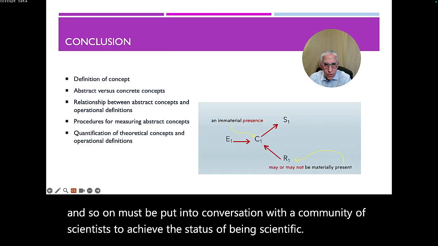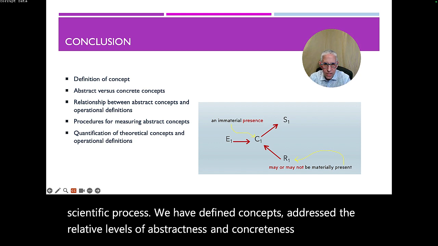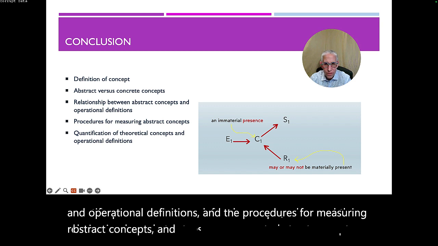This lecture has focused on the role of concepts in the scientific process. We have defined concepts, addressed the relative levels of abstractness and concreteness of concepts. We've discussed the relationship between abstract concepts and operational definitions and the procedures for measuring abstract concepts, and the quantification of theoretical concepts and operational definitions.